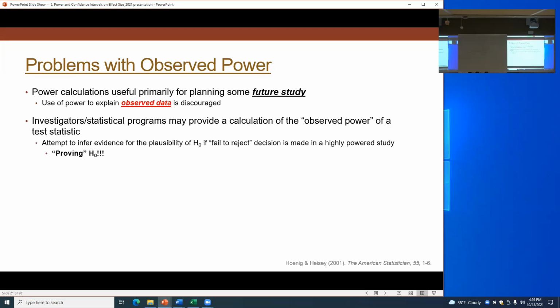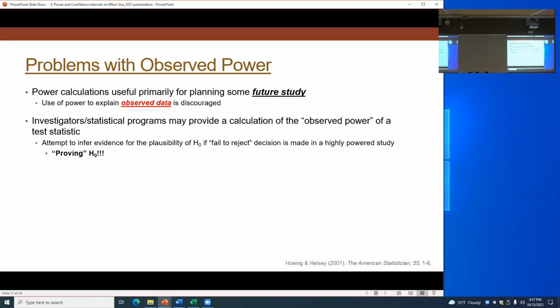This is observed power. Given the effect size that I obtained in this sample, was my study adequately powered? And often the idea behind this is that if this was the effect size that I got, and I failed to reject the null with an adequately powered study, then maybe I'm proving the null. There really is no difference. If I have an adequately powered study and I failed to reject the null, then maybe the null is actually true. There really is no effect.